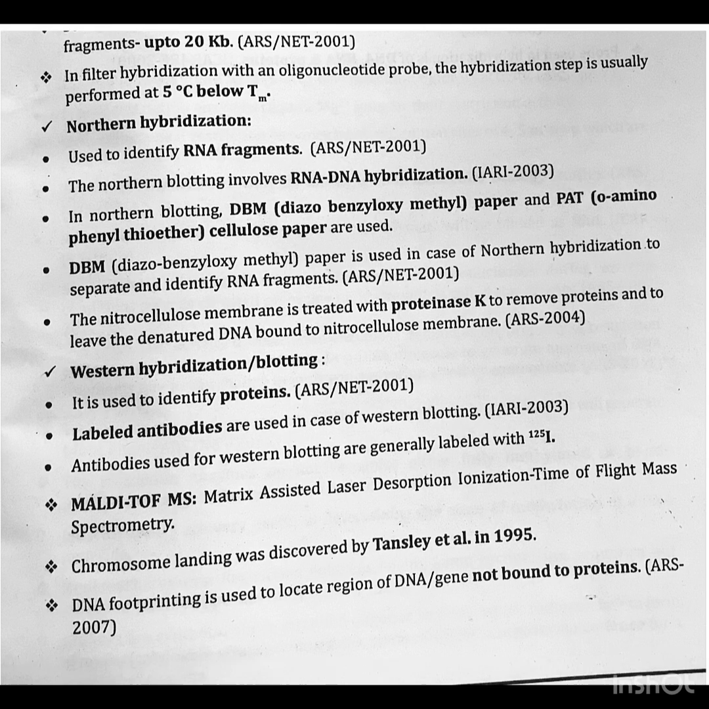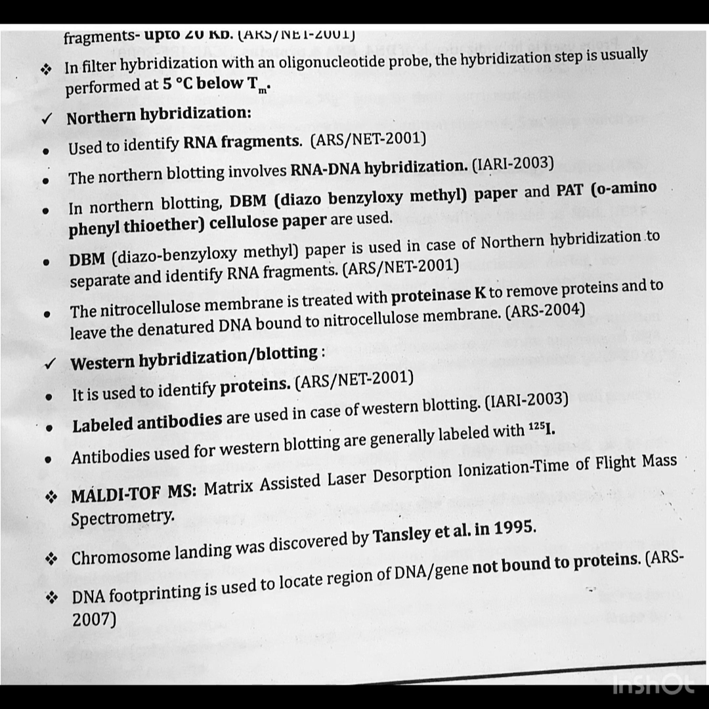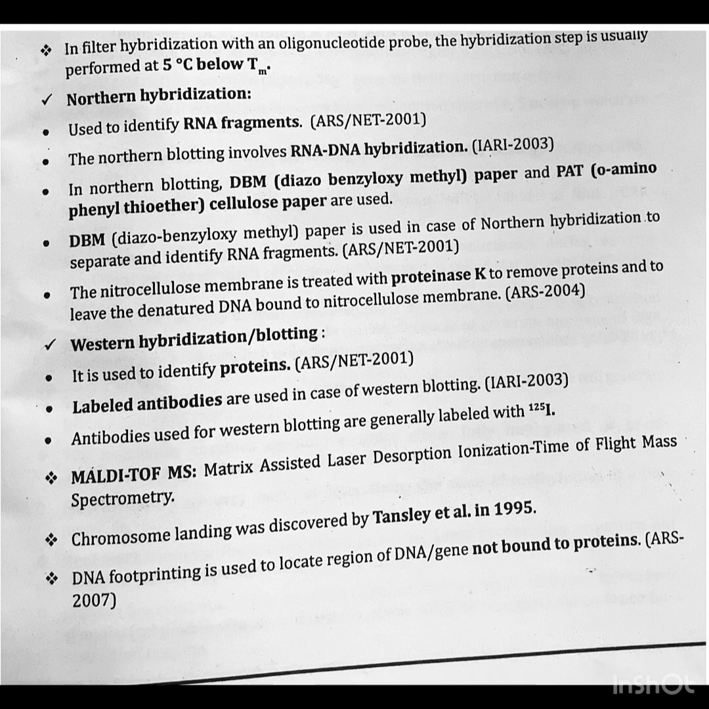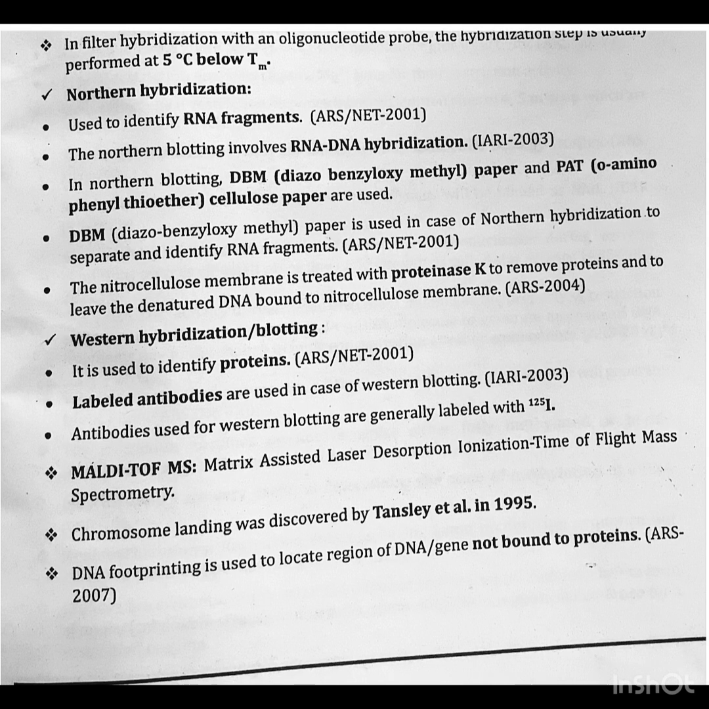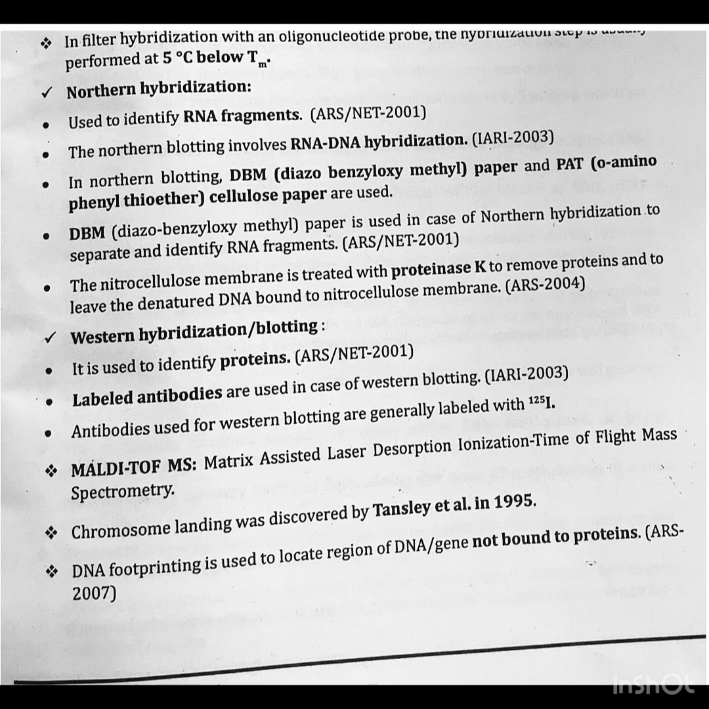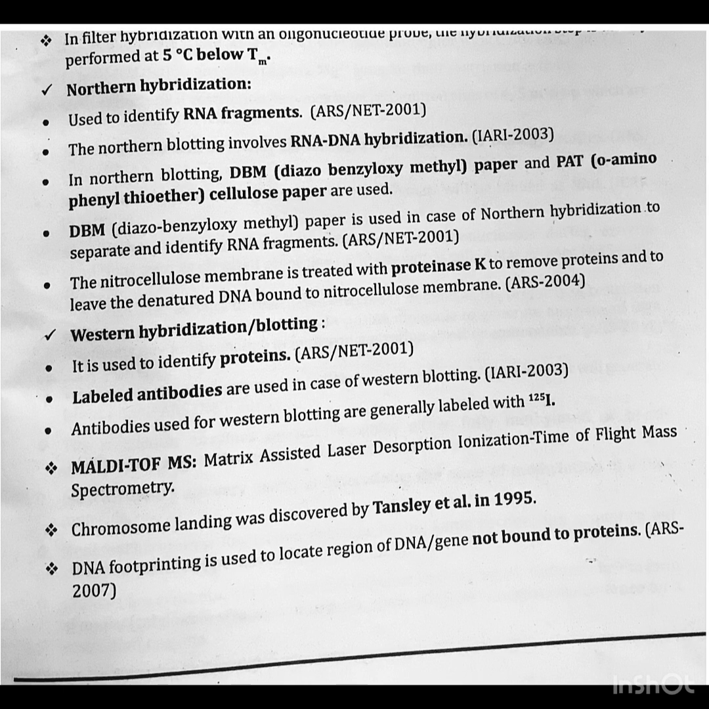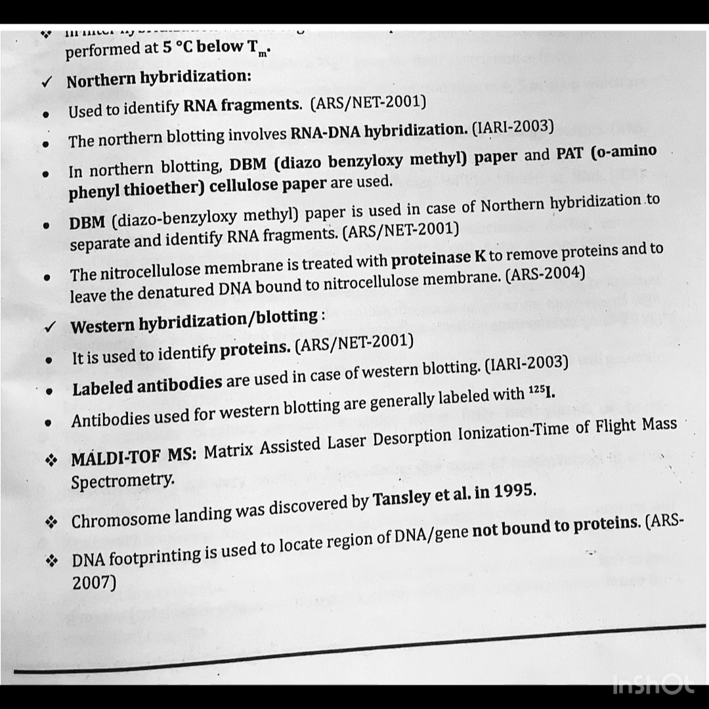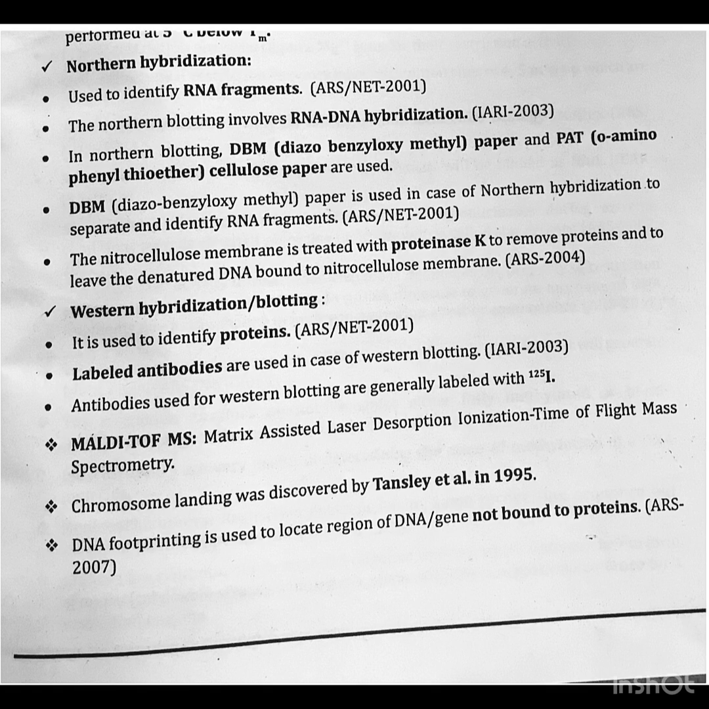IARI 2003 question. In northern blotting, diazobenzyloxymethyl paper and o-aminophenyl thioether cellulose paper are used. DBM paper is used in case of northern hybridization to separate and identify RNA fragments. ARS NET 2001 question. The nitrocellulose membrane is treated with proteinase K to remove proteins and to leave the denatured DNA bound to the nitrocellulose membrane. ARS 2004 question.